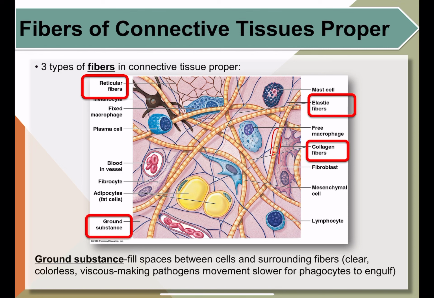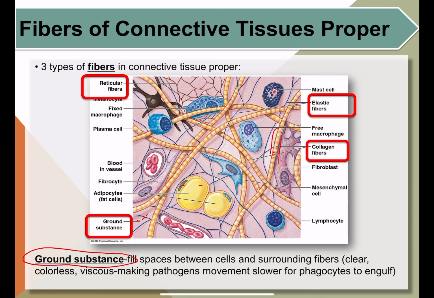And then you have the ground substance, which is this right here, all this pink space all around the entire connective tissue proper that fills all that space between cells and the fibers. They are clear and colorless. Just because it's pink here doesn't mean it's pink in your body. It's just a cartoonish style of showing you how the connective tissue proper looks like.